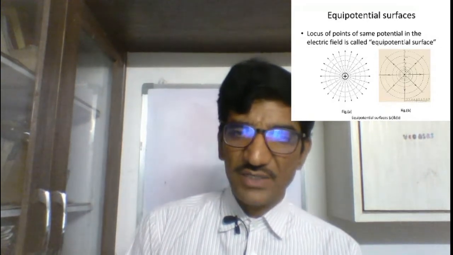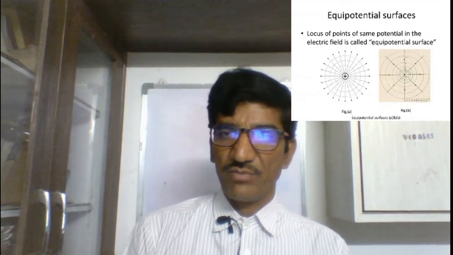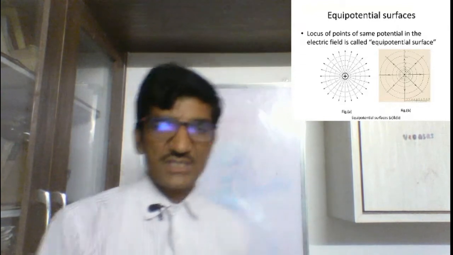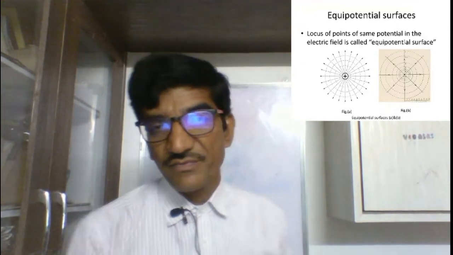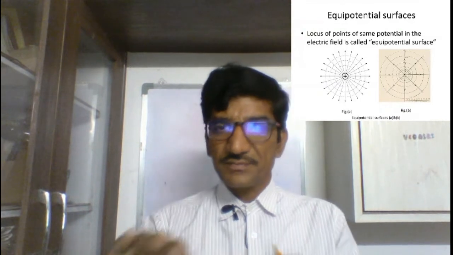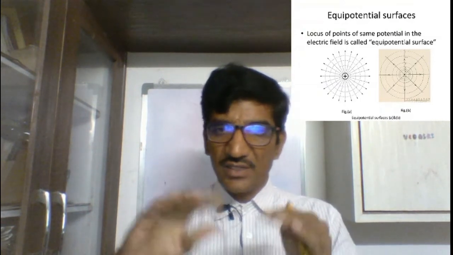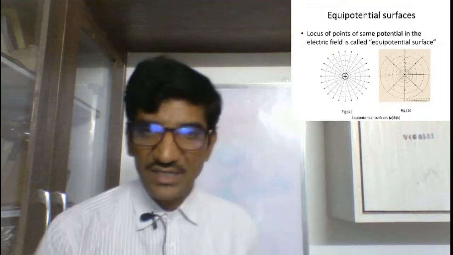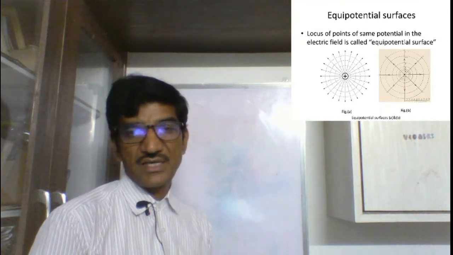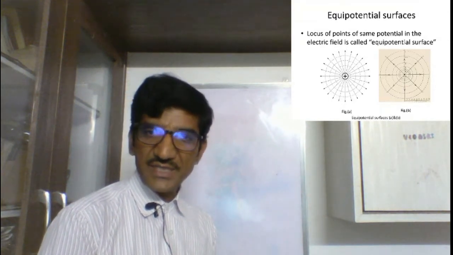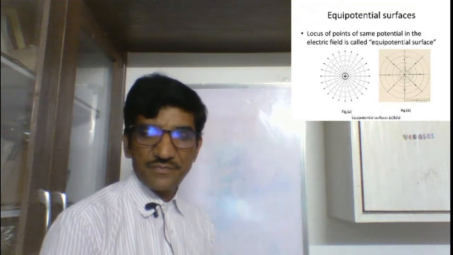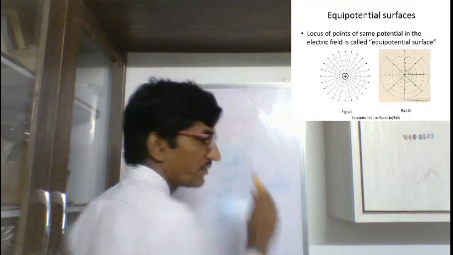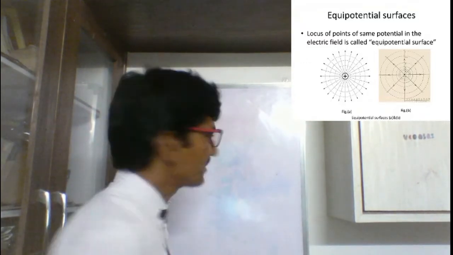What is the use of drawing these equipotential surfaces? What is the importance of these equipotential surfaces? What is the condition to draw an equipotential surface? The potential has to be the same on each and every point of the equipotential surface. Potential has to be the same. Suppose that you are selecting two points on an equipotential surface.